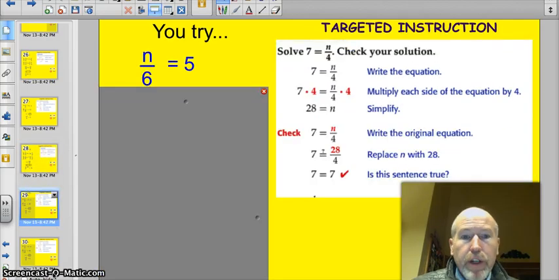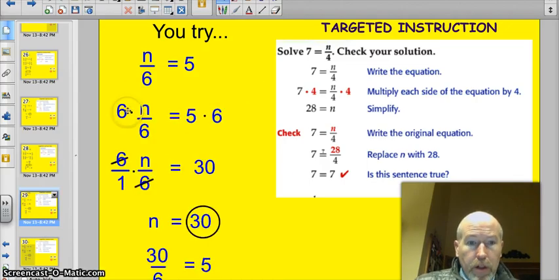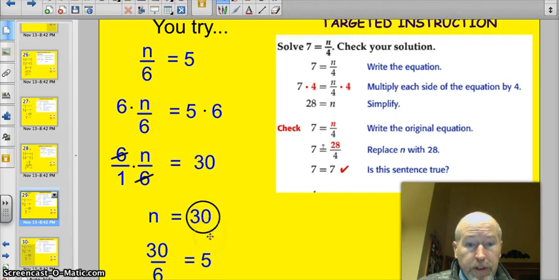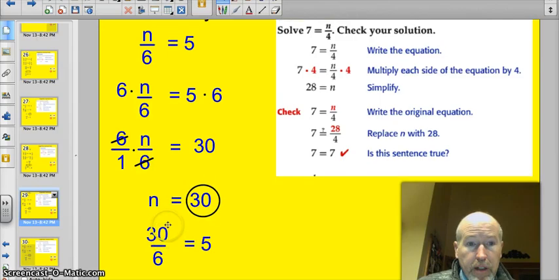Sorry, this one here. Go ahead and give that a shot. All right, let's see how you did. Well, multiply both sides by 6, or 6 over 1, if you want to do that, you can do that. So the 6's will cross off, leaving us n. But I have to multiply this side by 6 too, so 5 times 6 will give me 30 on this side. So then I just get n equals 30. Substitute that back in to my original equation. 30 divided by 6 does equal 5.